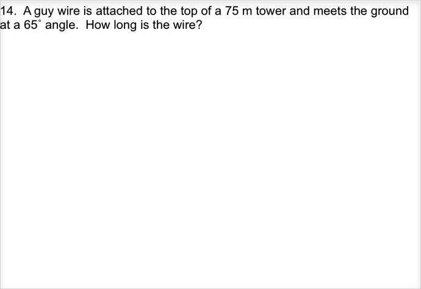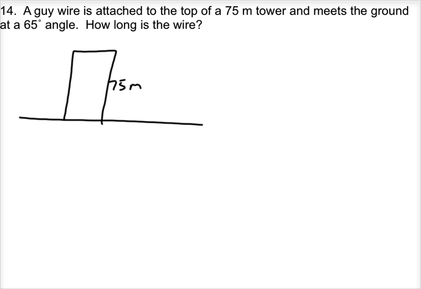Number 14. A guy wire is attached to the top of a 75-meter tower and meets the ground at a 65-degree angle. How long is the wire? So if I draw myself a simple picture, I can imagine here's some tower that happens to be 75 meters tall. There's a wire that goes from the top of the tower to the ground and makes a 65-degree angle. And we want to know how long the wire is, which is out here.